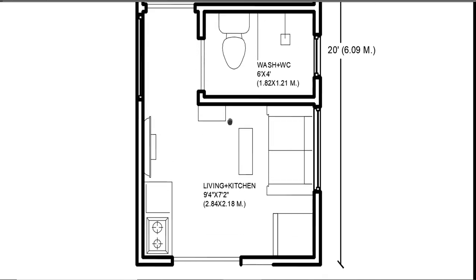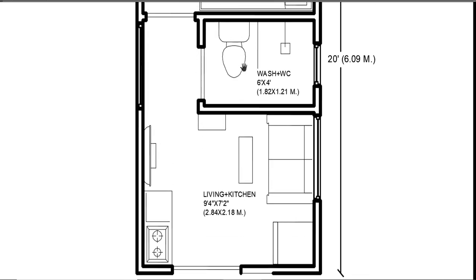If we go inside, so on the right side we have common use washroom plus water closet. You can see here the water closet and the shower area. And we have a ventilator for ventilation of this washroom, and on the left side we have a window here.